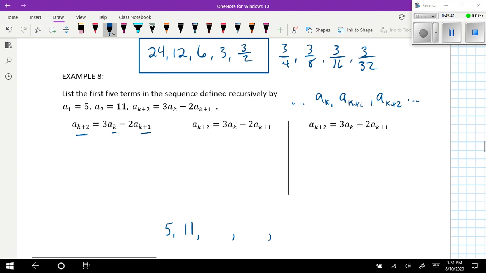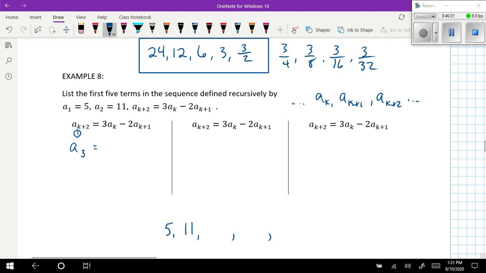So let's see how we're going to do this. Let's say I wanted to find a sub 3. Let's just try it. If I want to find a sub 3, what k value do I need? I would need a k value of 1, because only 1 plus 2 makes 3.